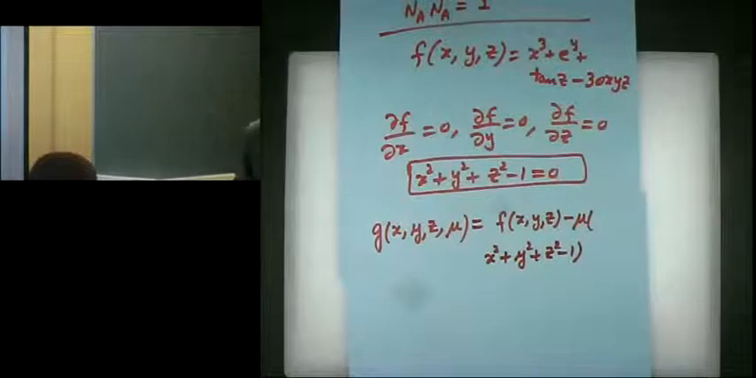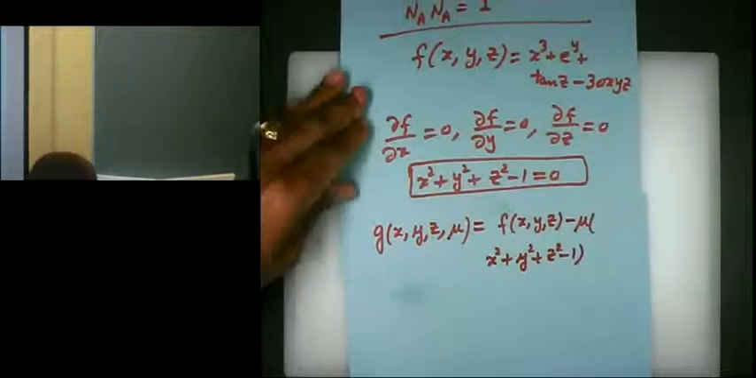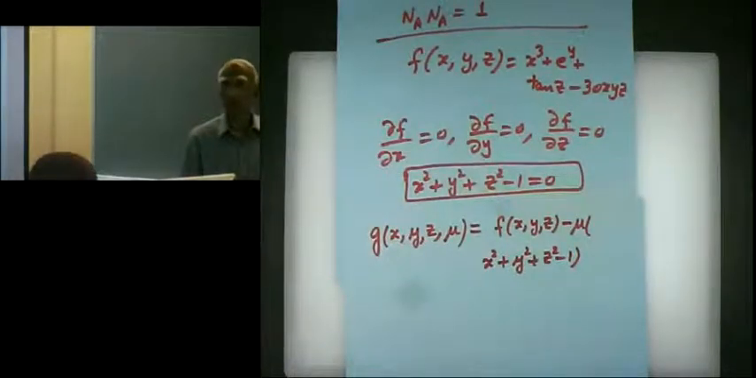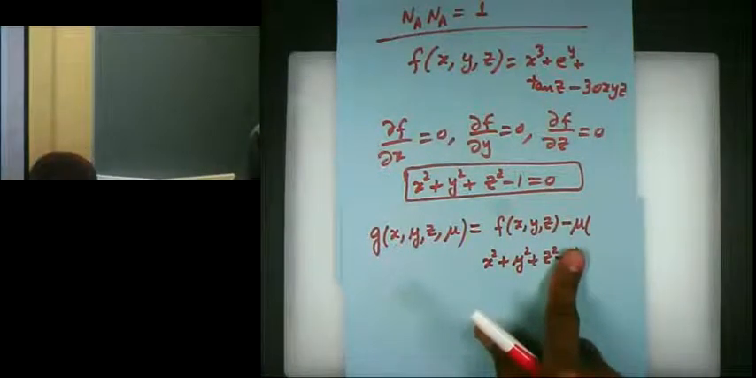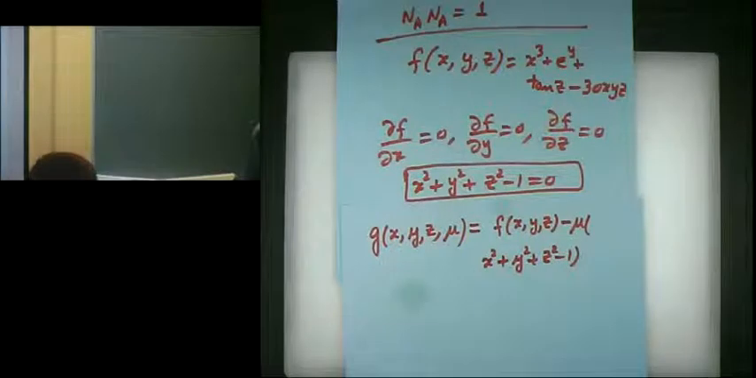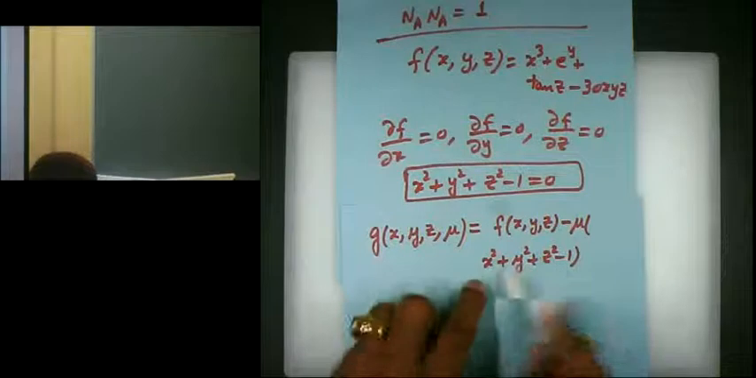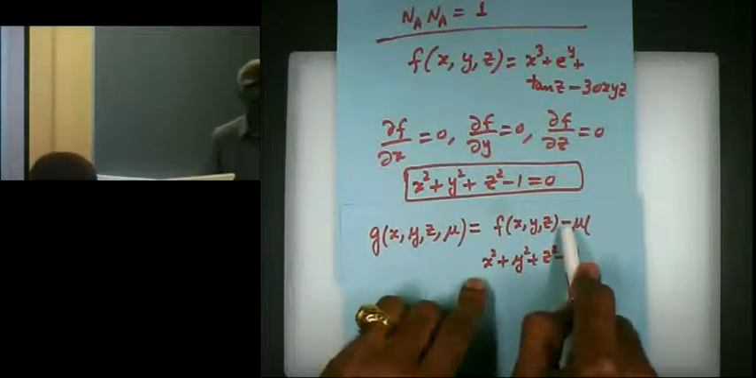The constraint must be expressed as something equal to 0. You cannot say x squared plus y squared plus z squared equal to 1 and then write only x squared plus y squared plus z squared here. The constraint must be written as something equal to 0. If it is not equal to 0, transfer the terms on the right hand side to the left hand side and you get equal to 0. Then the left hand side goes here. This plus or minus sign, I put minus, you can put plus.